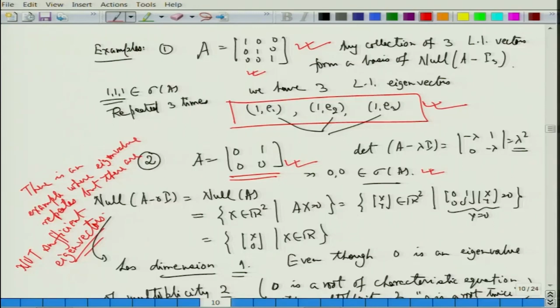Now, let me just do something as the last part of this part. All right, let me do this, what are called similar matrices, the definition.